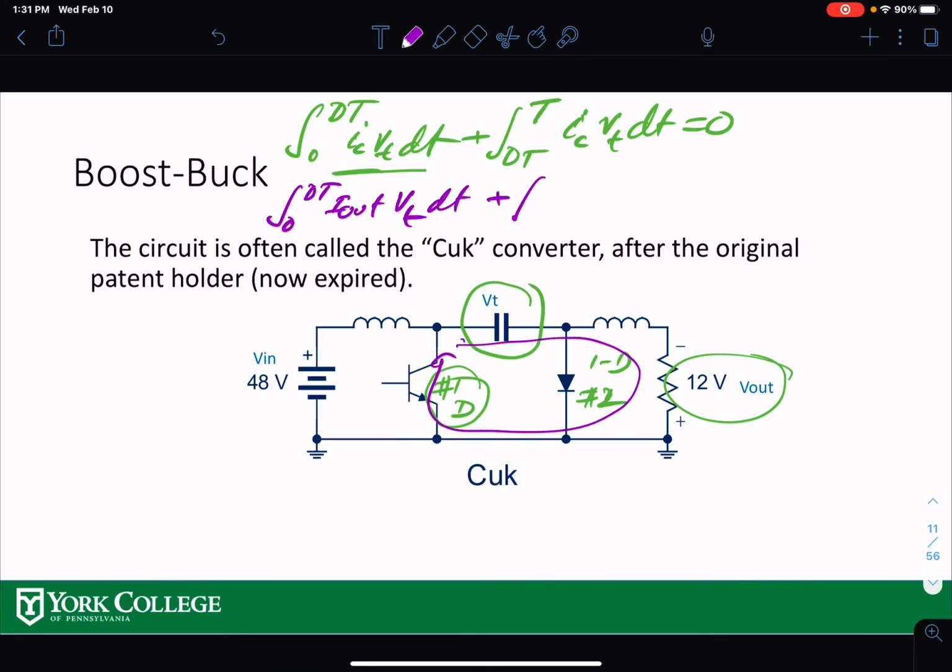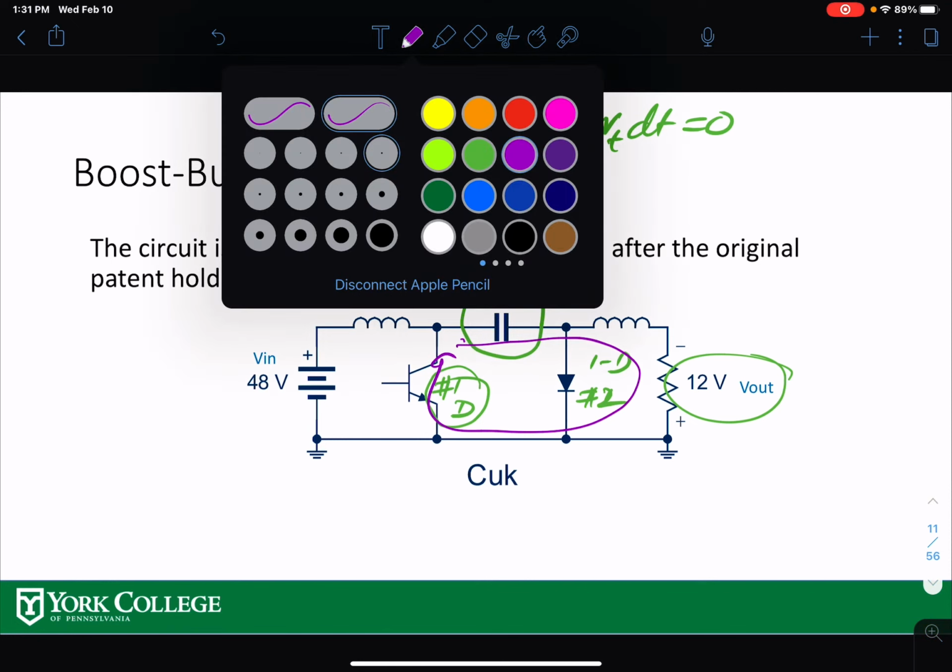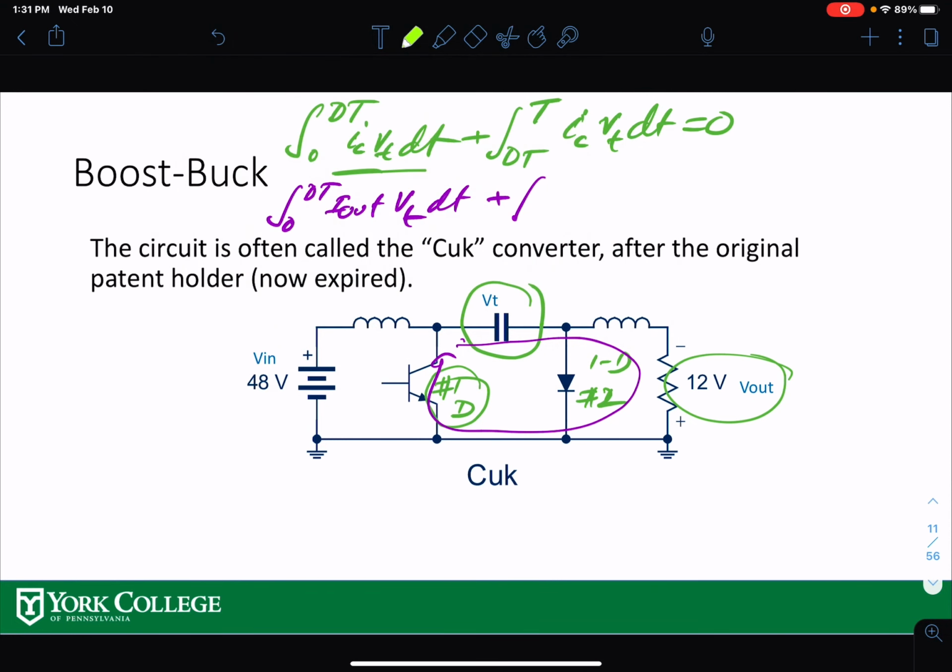And when switch 2 is on, let me get the path here. Switch 2 is on, you're going through this path over here, right? So that means you're carrying the input current. So from dt to t, you are carrying the input current. Again, Vt is constant. And it should be equal to 0, right?